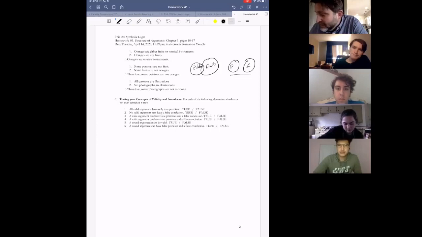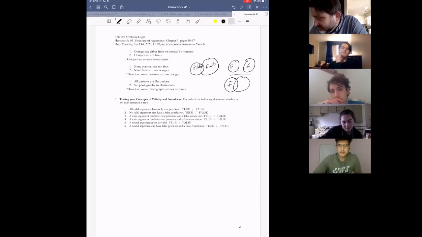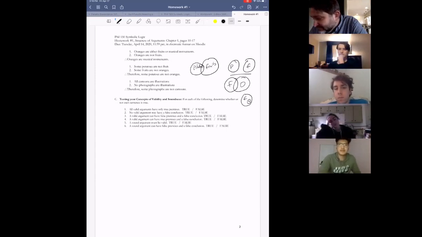Okay. Additionally, it may be the case that some fruits are not oranges. Maybe that works like this, right? So some oranges are fruits, and some fruits are not oranges. Or it could be even like, actually, the real state is like this, right? This is true as well. Some fruits are not oranges. Now, does it follow that some potatoes are not oranges? Well, no. Suppose that some potatoes are oranges.